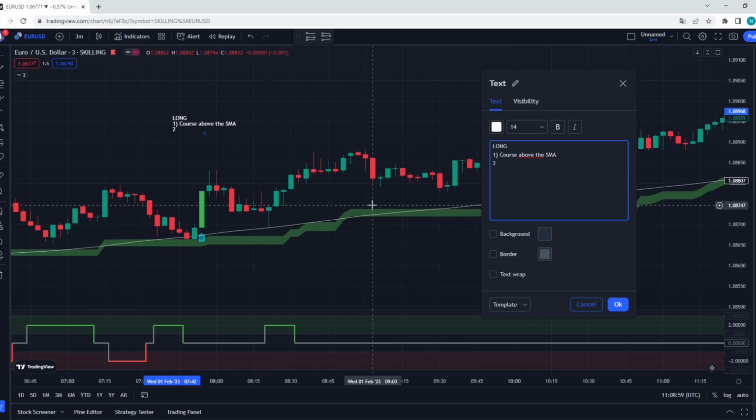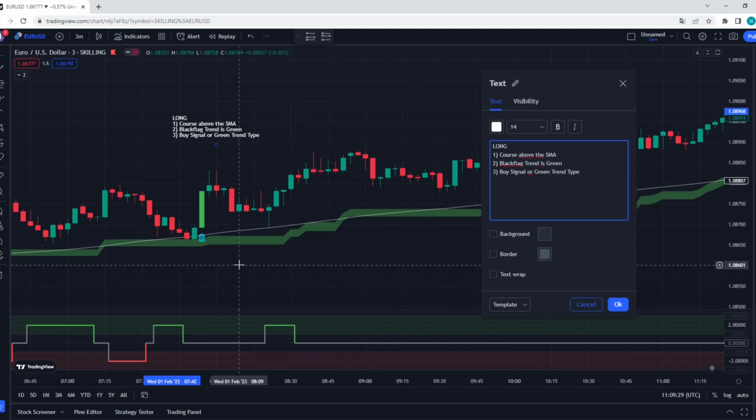So to confirm that we are in a long trade, the black flag trend, sorry, the black flag trend is green. And third, we want a buy signal or a green trend type. So I will show it to you in a second. So we want either a buy signal as it is over here, or we want a green trend type.